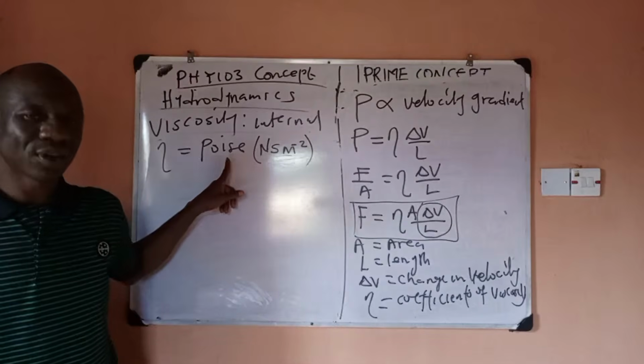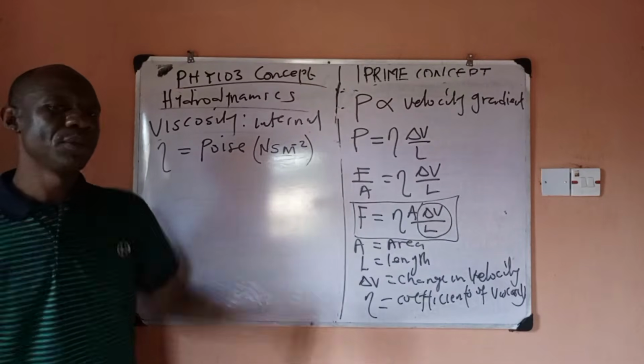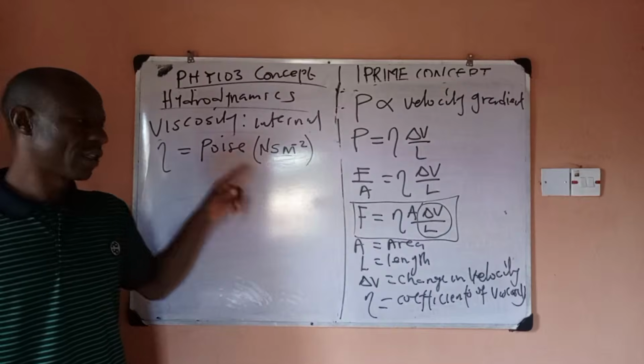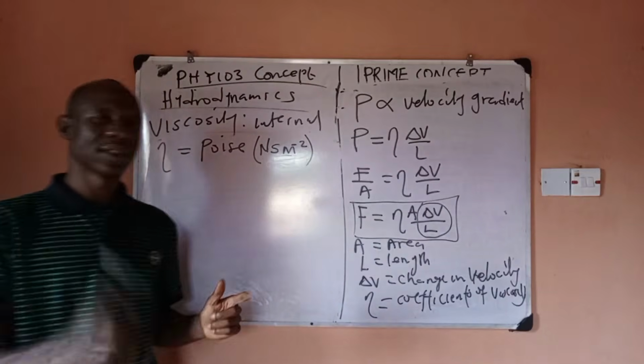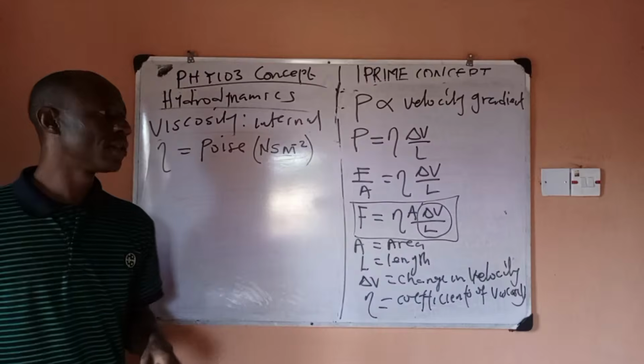Or you can say poise. Newton second per meter square, or you can say poise. That is the unit of viscosity. Take note, don't forget. They can ask you this in the exam.